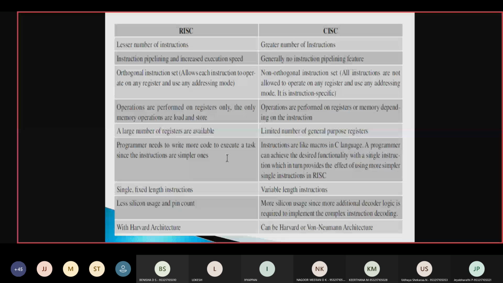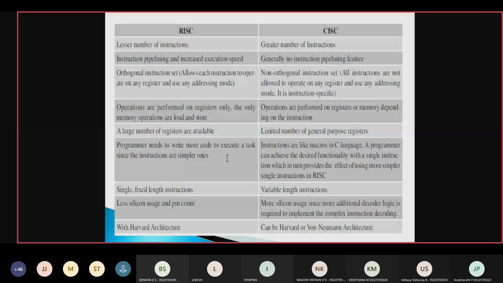One is called the Harvard architecture, and the second one is called the von Neumann architecture. You know this one. In the von Neumann architecture, we have a single bus. In the Harvard architecture, we have multiple buses, each one separate. So this is the important difference between CISC and RISC, if you know this.